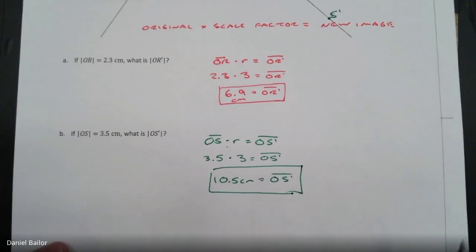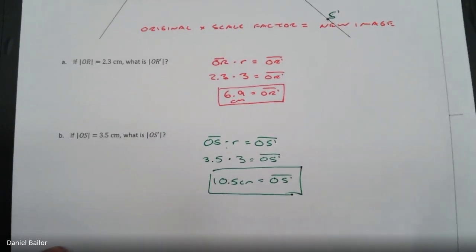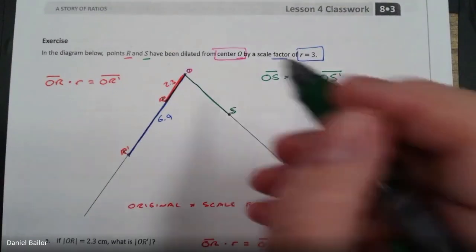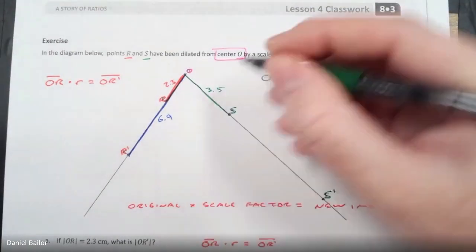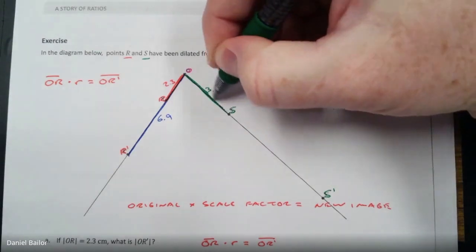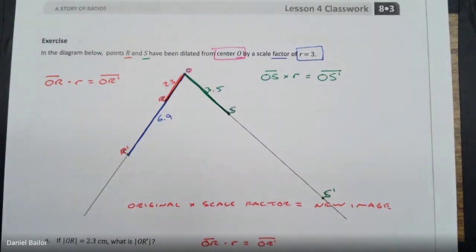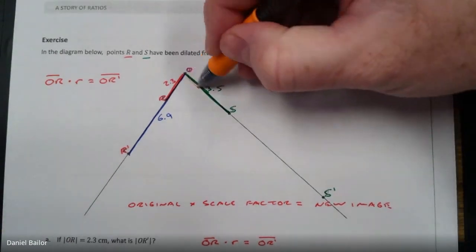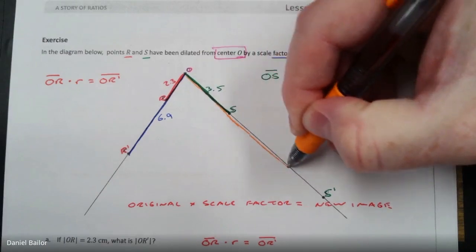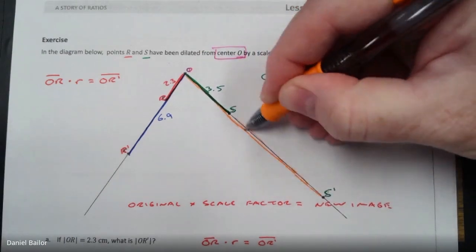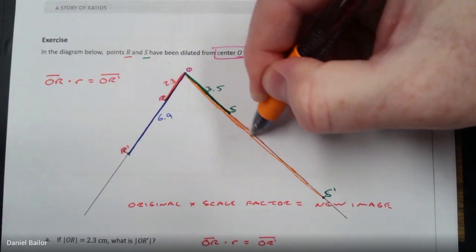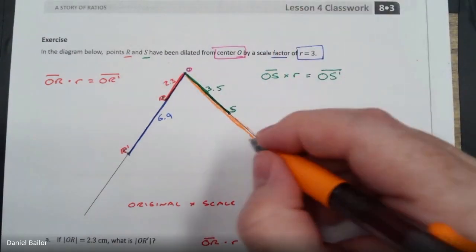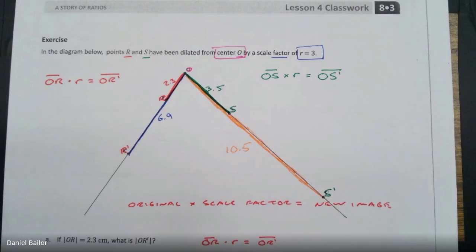That's 3.5 times 3. So let's label it so you can see this. Remember, they told us the original was 3.5, so this green bar is 3.5. But after the dilation, it grows 3 times because the scale is 3. So OS prime, this orange bar right here that I'm scribbling down, that is going to be our 10.5. So you see how the size of everything changes.